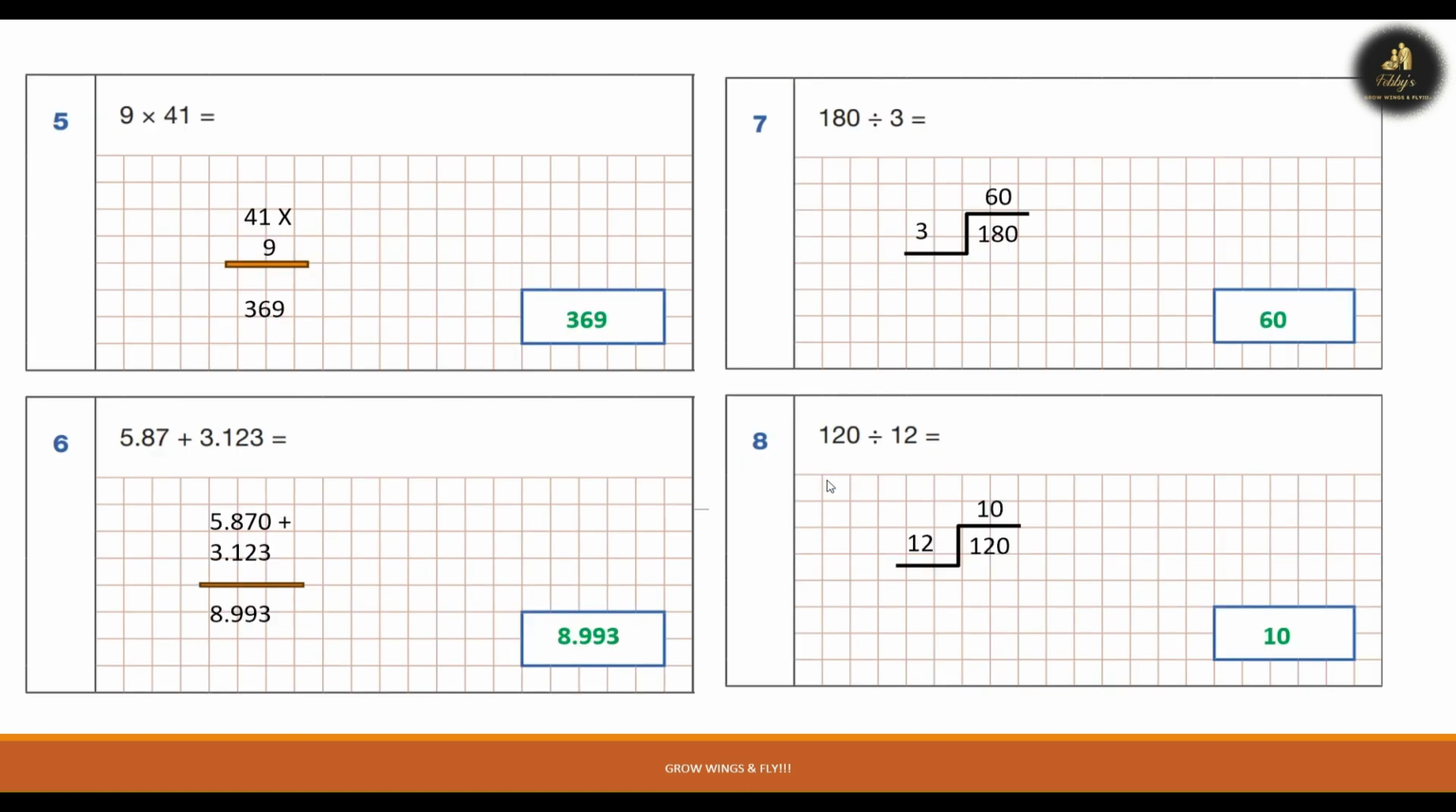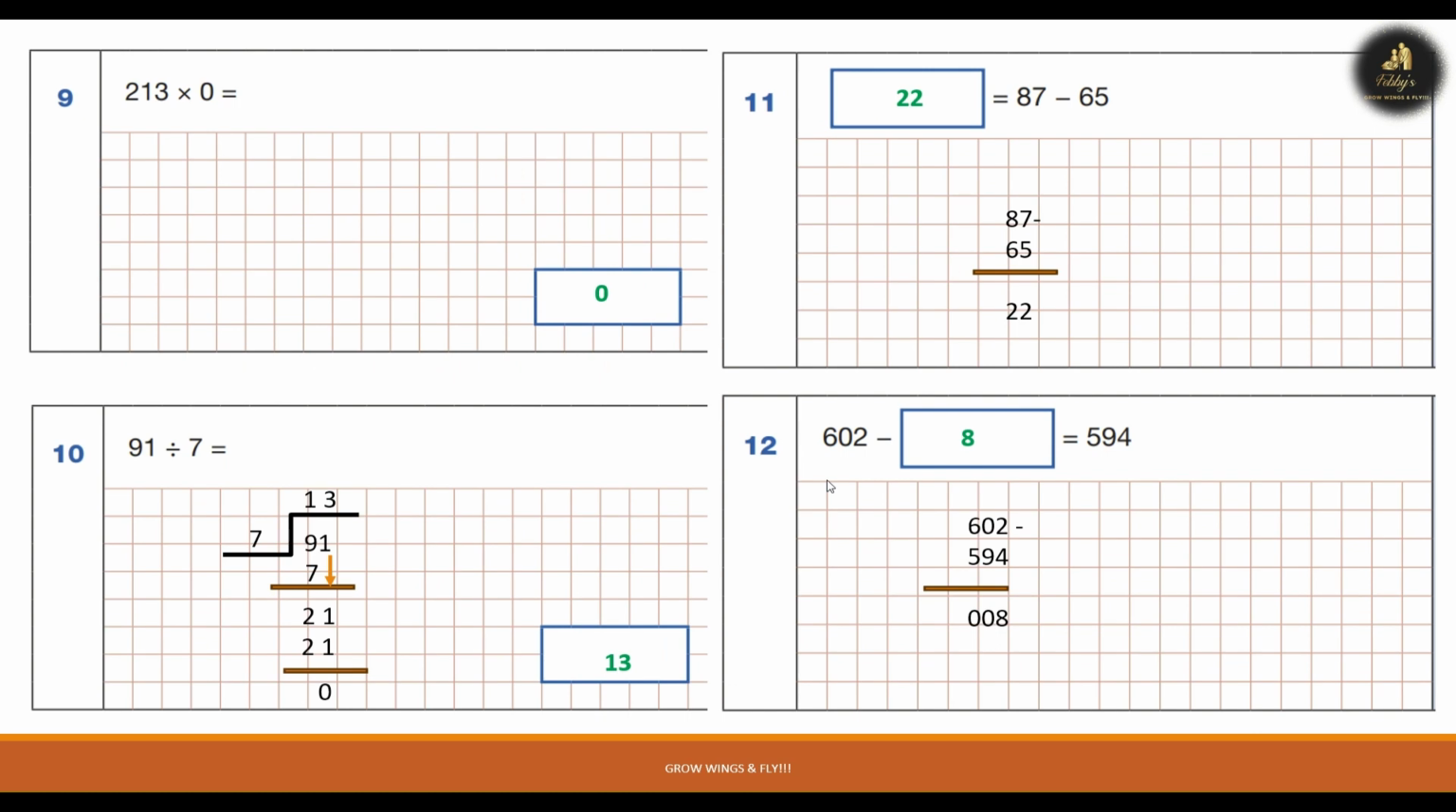In question 5, you multiply the two numbers to get the answer. In question 6, you have to write the numbers one below the other, making sure that the decimal points are lined up properly. If you have questions regarding decimals, please watch our decimal series. You can find it towards the end of our maths playlist. In order to do questions 7 and 8, you may either follow simple or long division. It is pretty simple. Question 9. Any number multiplied with 0 is 0.